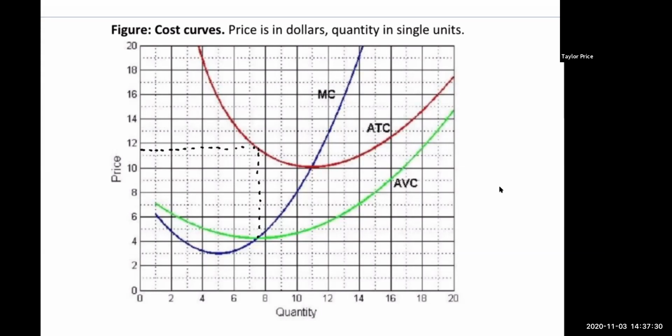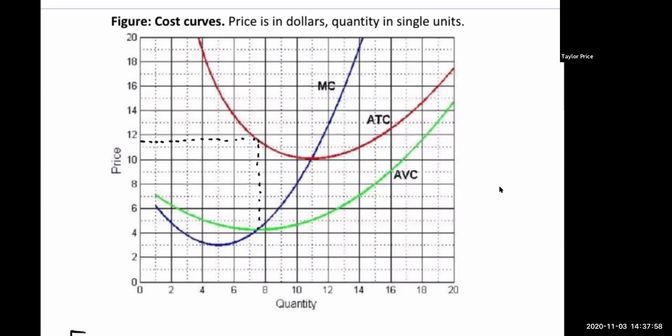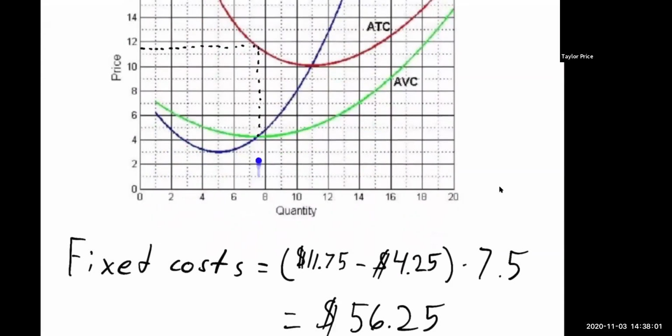So then you'll see I've drawn this line here that is showing the intersection of the marginal cost curve and the average variable cost curve. I'm going to go all the way up to the average total cost curve. And this difference right here is going to be the dollar difference that I'm going to have to take, this price difference right here. This piece is going to give me all the information I need, because I need the quantity and the difference between this price here and this price here.